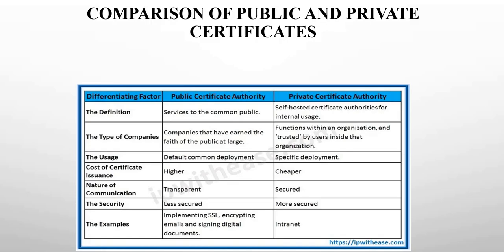For example, the public certificate is used for implementing SSL, encrypting emails, and signing digital documents. But the private certificate is for an intranet, so only one-to-one access is possible. Signing digital documents with a public certificate can be easily stolen, and it can be accessed easily by everyone. So these are the differences between public and private certificates.